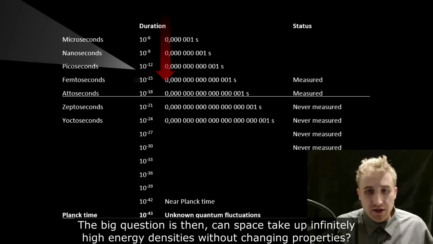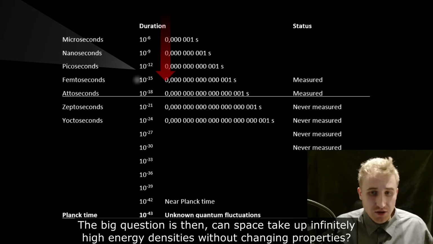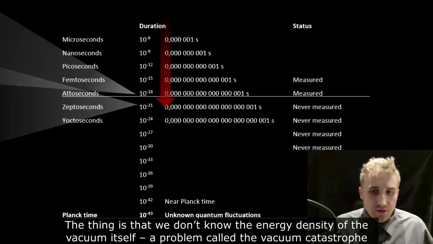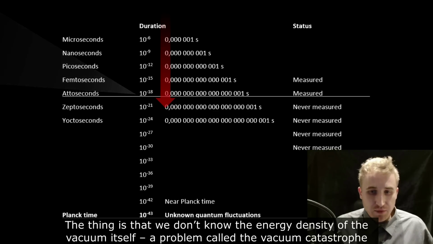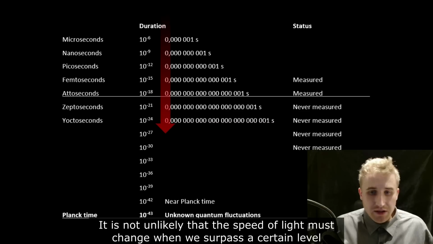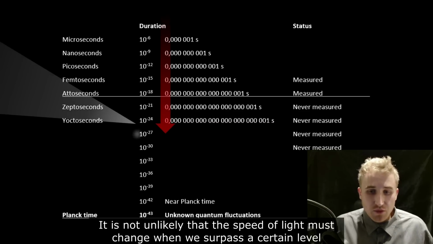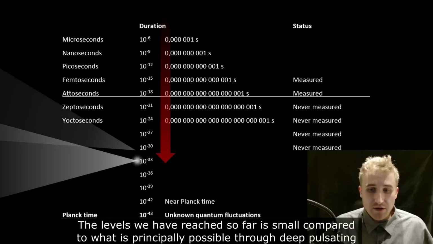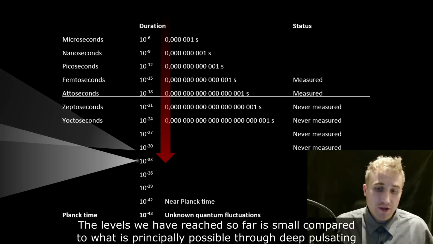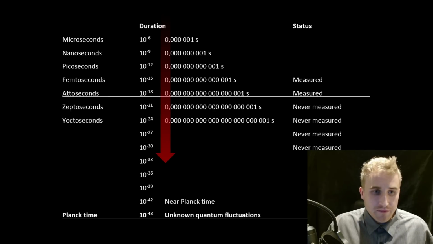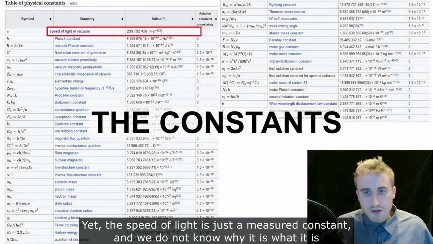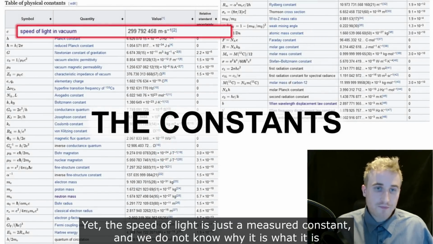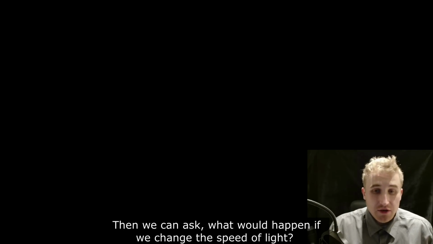The big question is then, can space take up infinitely high energy densities without changing properties? The thing is that we don't know the energy density of the vacuum itself, a problem called the vacuum catastrophe. It is not unlikely that the speed of light must change when we surpass a certain level. The levels we have reached so far are small compared to what is principally possible through deep pulsating. Yet the speed of light is just a measured constant, and we do not know why it is what it is. Then we can ask, what would happen if we change the speed of light?